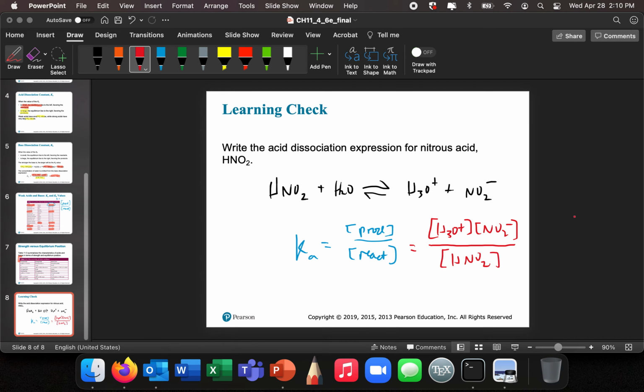All right, and that's the acid dissociation expression for nitrous acid. We will practice this more, but hopefully that makes sense. All right, talk to you soon.